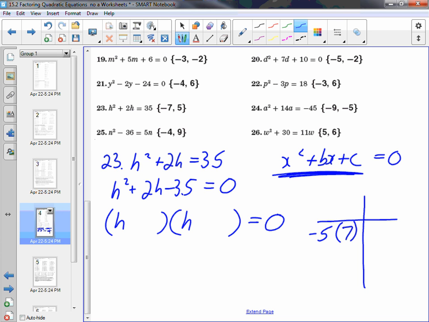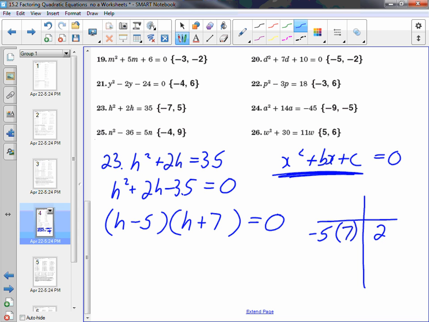No, I'm not finished. And the sum is positive 2. Now, finish your factoring. So I have a negative 5, positive 7. Everybody with me on the factoring? Now use the zero product property.